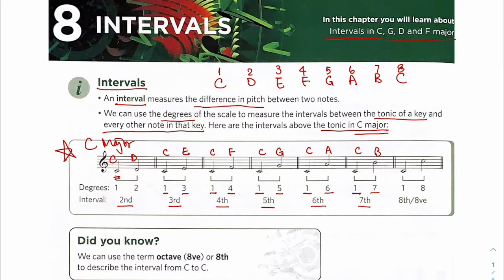And for the last bar, we have a C going to a C. So it's degree number 1 going to degree number 8, and therefore it's an eighth, or we can call it an octave. Did you know we can use the term octave or eighth to describe the interval from C to C?